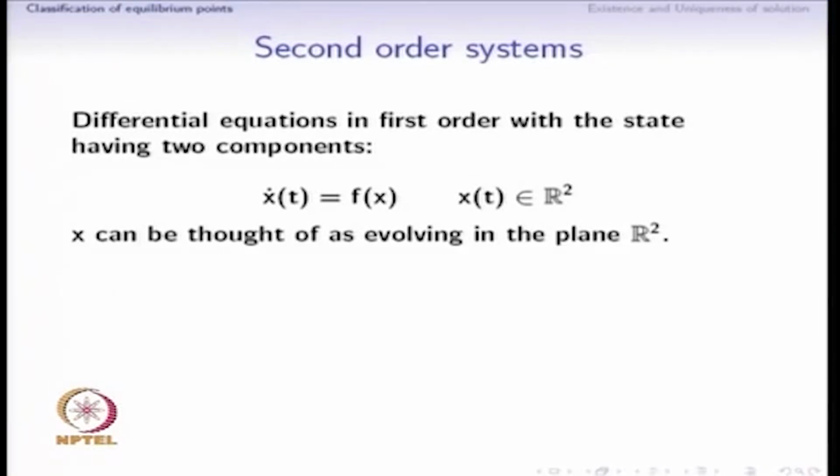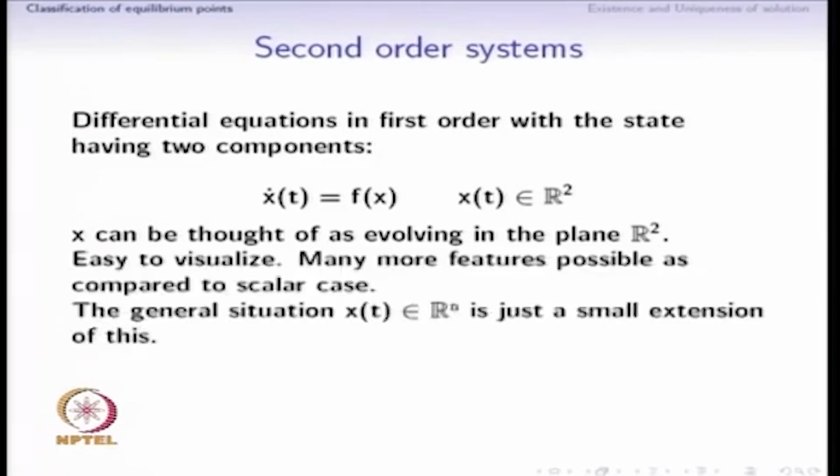So, consider the differential equation x dot is equal to f of x, where x at any time instant has two components. So, x of t is in R2. So, we can now think of x evolving in the plane R2.